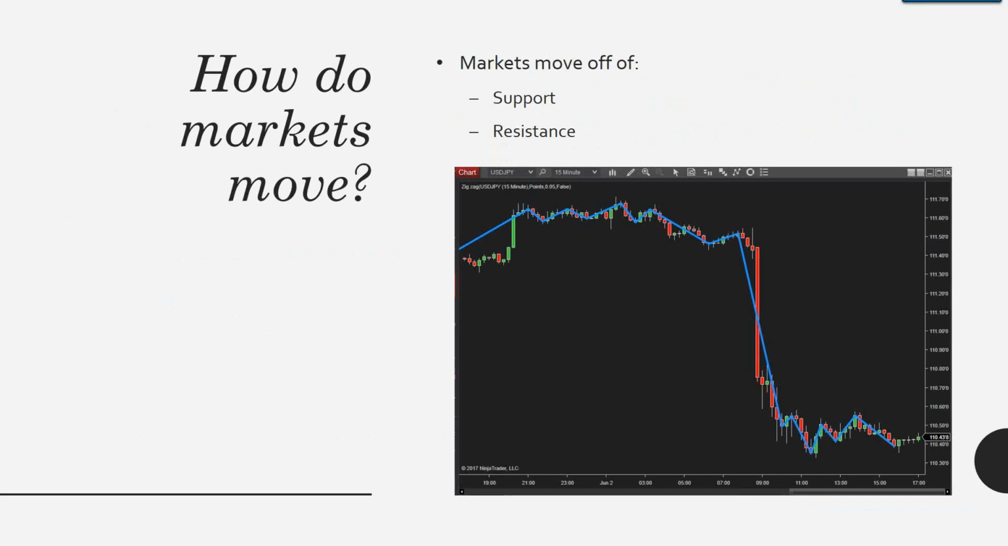Now, how do markets move? Markets always move off of support and resistance. I realize some of you may be familiar with Elliott wave. You may be familiar with wolf waves. You could be familiar with the zigzag like I have plotted on the screen now. But the one thing that you will notice is that it always plots on a high or a low. And that's because the highs always will form resistance, the lows will always form support.